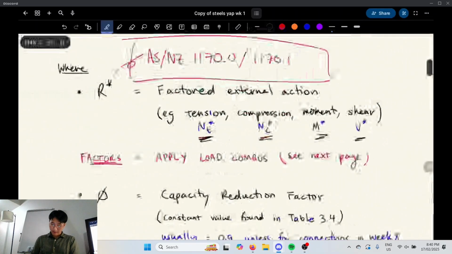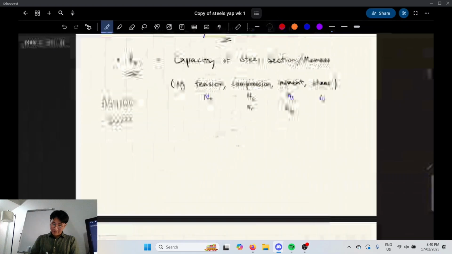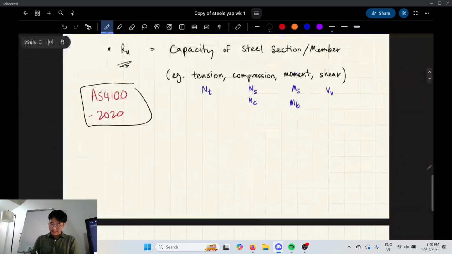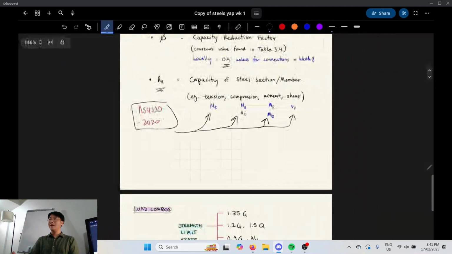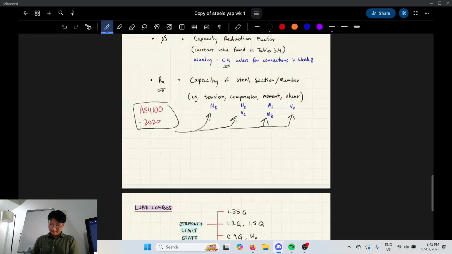Okay, epic. So basically, from AS 4100, your first week's content is going to be tension. Your second and third week, compression. Your fourth and fifth week is going to be moment. I think week 7 might be shear. So the course is just broken up into methods of calculating the right-hand side of this equation, essentially, the capacity. That's how the course works.